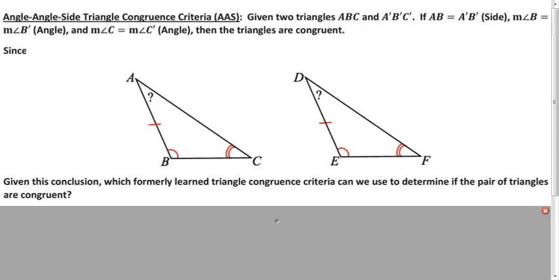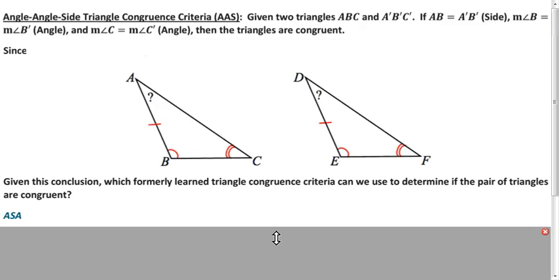Our fourth one is angle angle side. So if you have two pairs of angles congruent, and then the corresponding sides are congruent, then the triangles are congruent. And this is an application of angle side angle. Let's see why. If we have two pairs of angles congruent, what do we know about the third angles of the triangles? You know that they're also congruent.